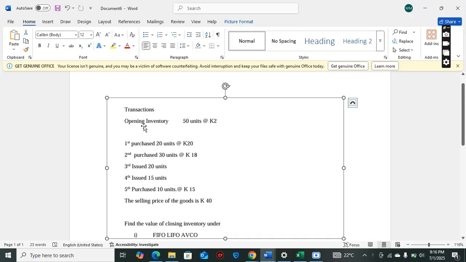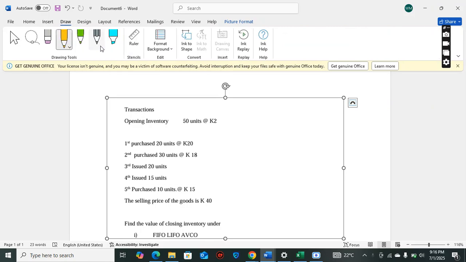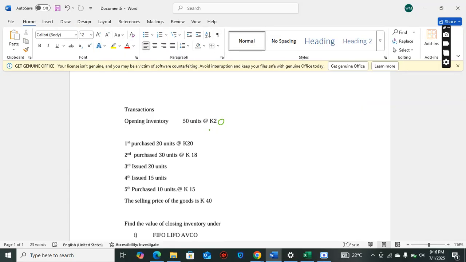So here we have our opening inventory of 50 units at 20 kwacha, not 2 kwacha, because I remember when I used 2 kwacha, we were getting weird values. So opening inventory at 20 kwacha.